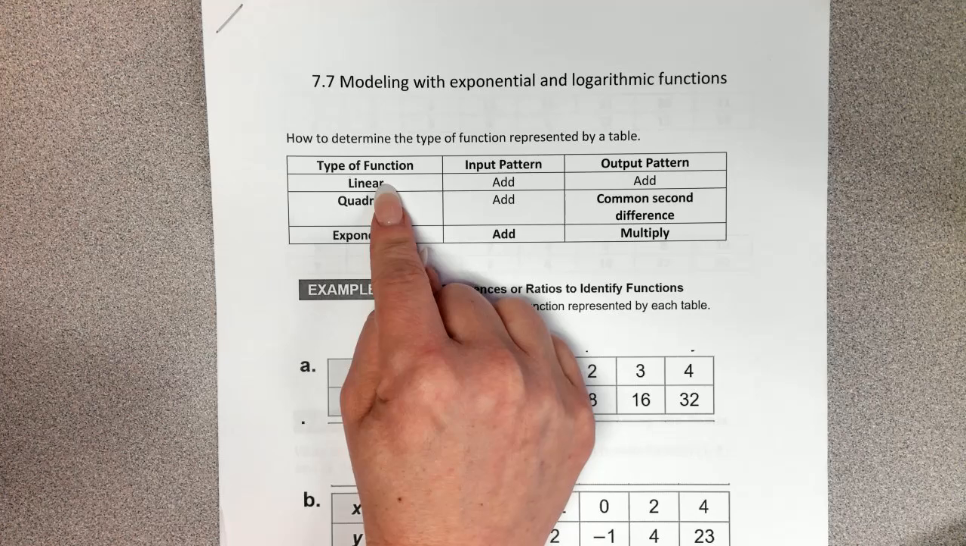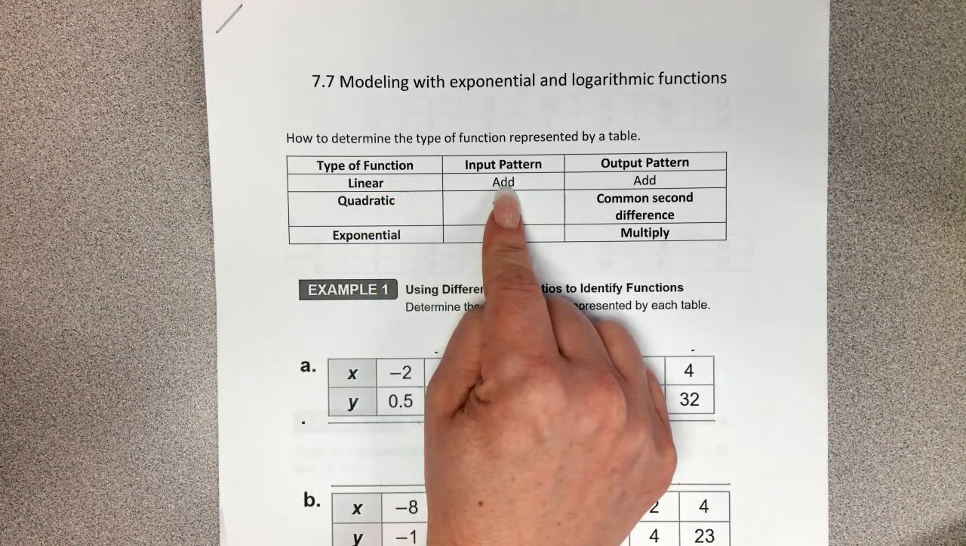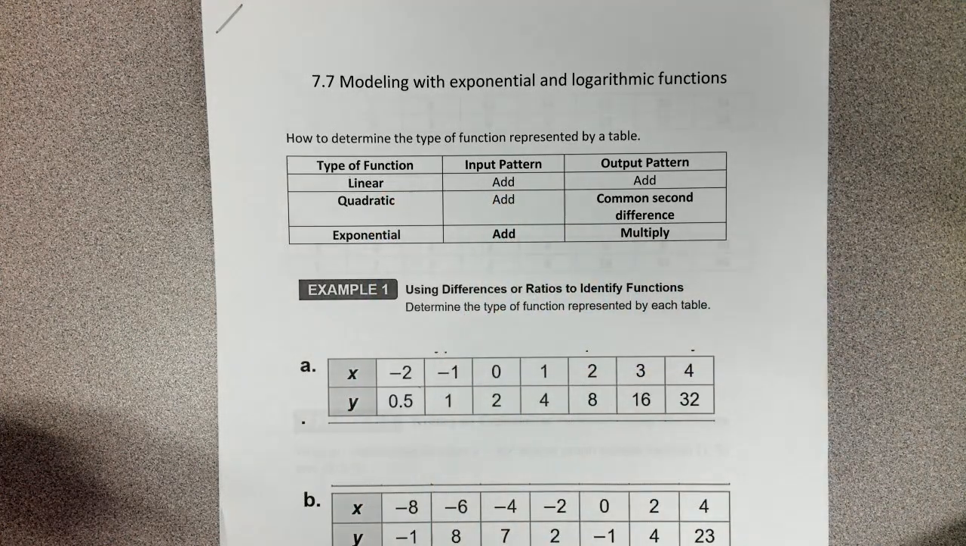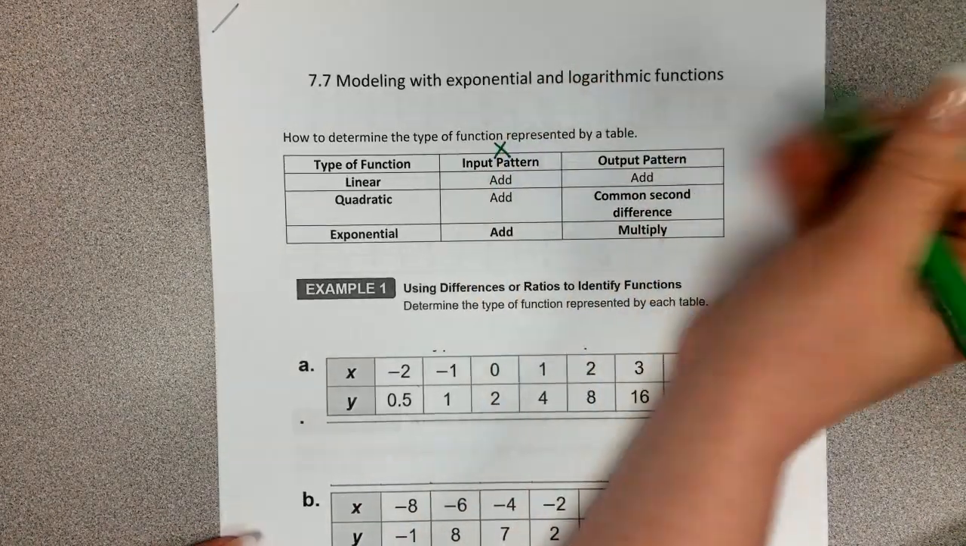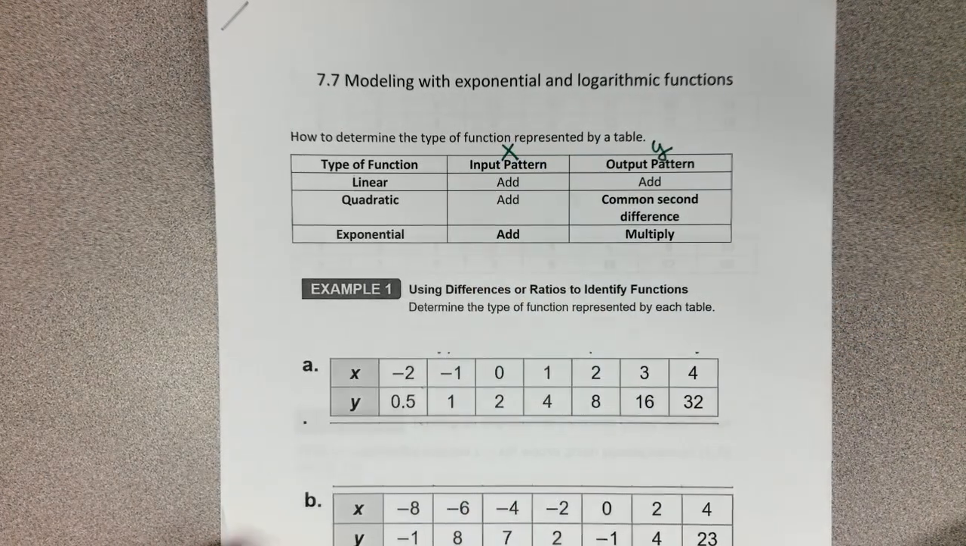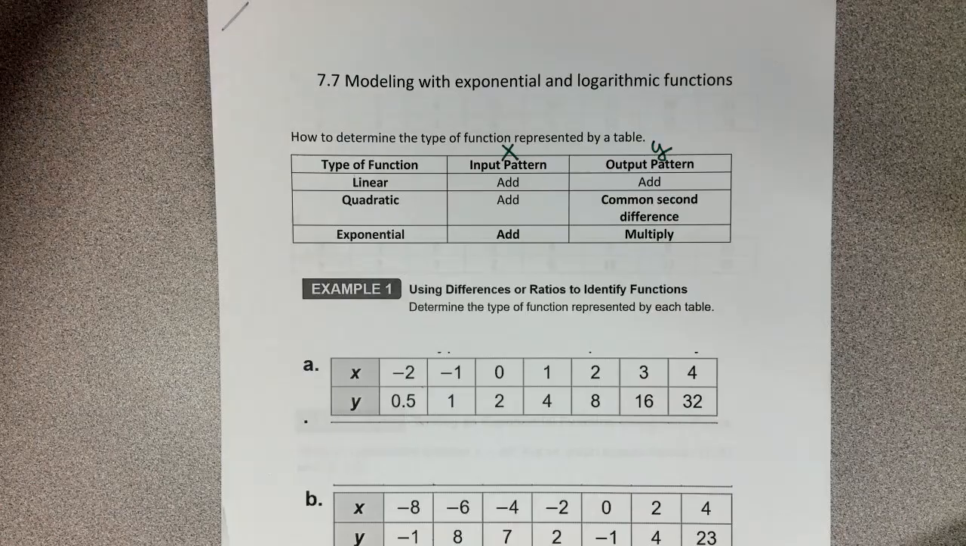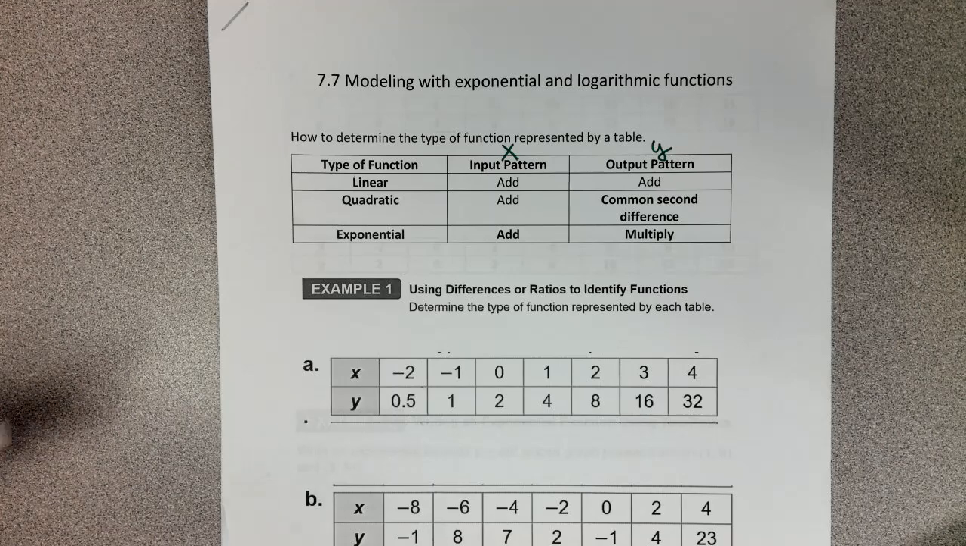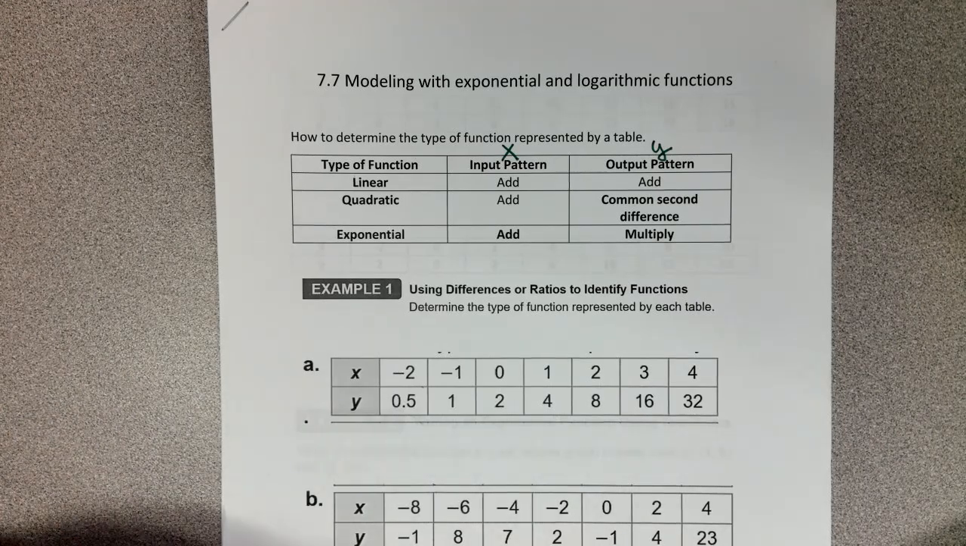So if you have a linear function, you'll have addition in the input, which is your x. Let's write that down, which is x. And you'll also have addition as the pattern in your output, which is y. And that's what makes a slope, essentially. Now, quadratic and exponential will not have a slope because they're not linear. They don't make straight lines.